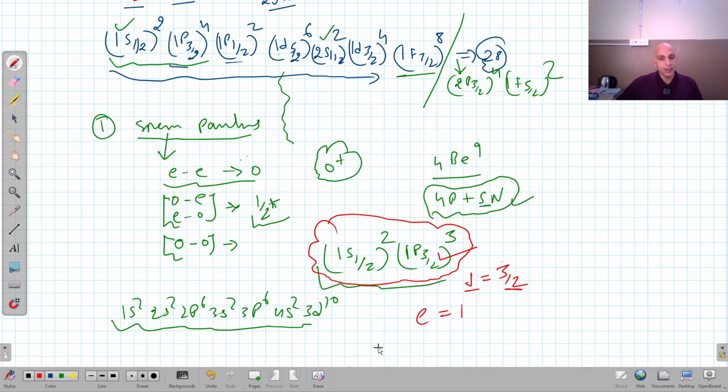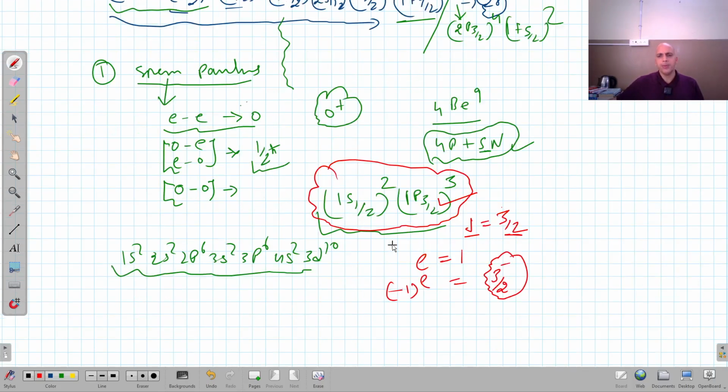And what about parity? We know very well the parity is (-1) to the power L. So it is (-1) to the power 1, which is negative. So for this nucleus, the spin is 3/2 and parity is negative. So this is the way of calculating the spin and parity based on the shell model. Usually the question is asked from here, right?